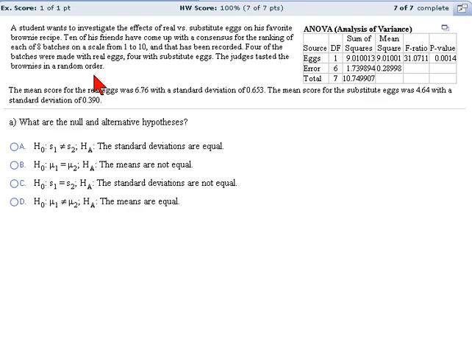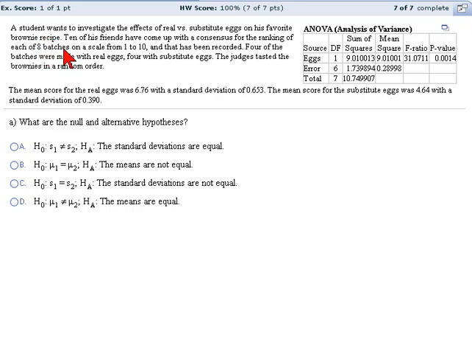I guess what is important for you to understand on this problem, because I think it's a little bit strange the way he has it set up, but the 10 friends come up with a consensus ranking. So you don't have 80 total outcomes, you actually only have 8, because the 10 friends decide on a ranking for each of the 8 batches.